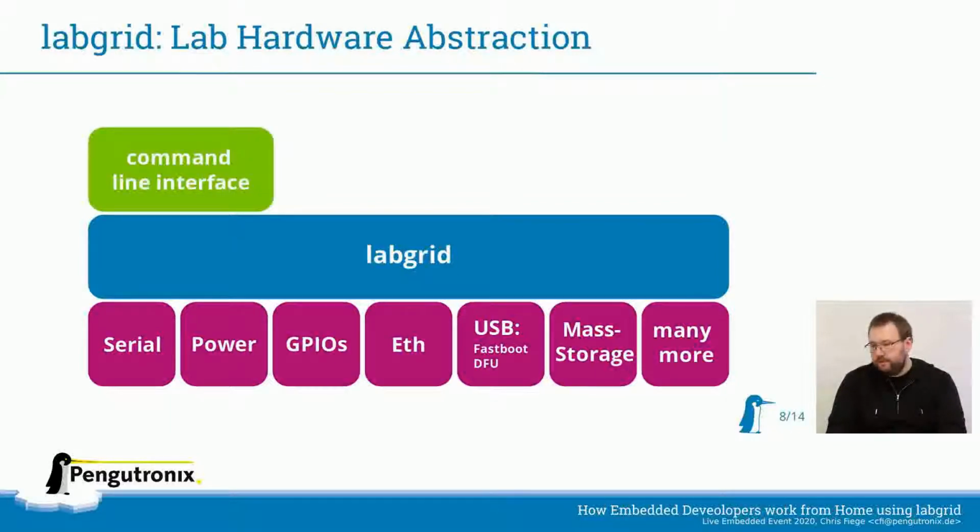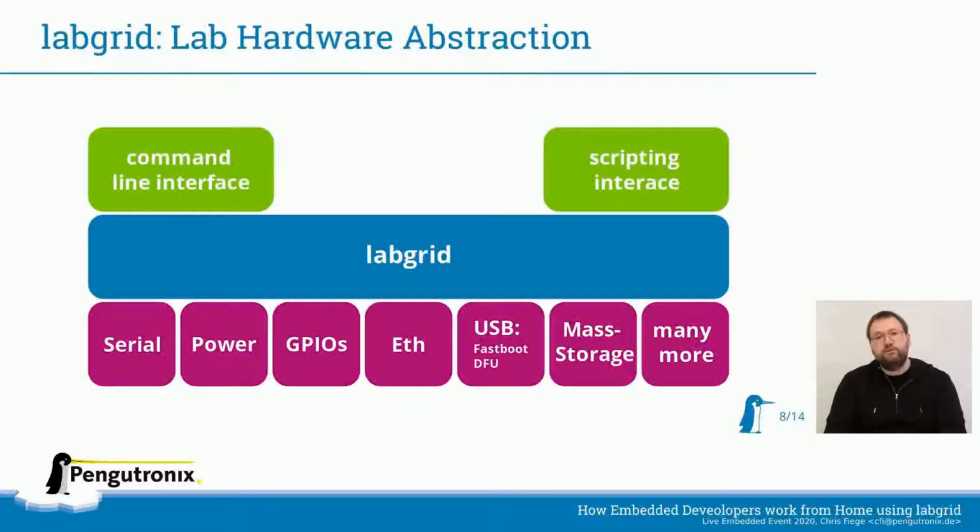Labgrid has three ways of interfacing with the lab environment. The obvious one, and the one you're going to use during interactive development on a device under test, is the command line interface. In the command line interface, you can just interactively, from your shell, control what's happening on the device under test.